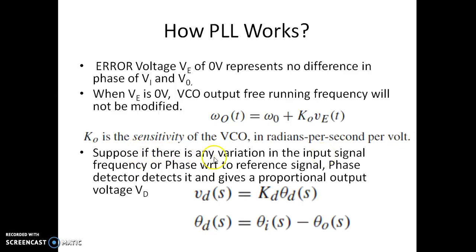Now suppose there is any variation in the input signal frequency or phase with respect to the reference signal phase. Let us assume that this VI deviates from the reference signal. Then the phase detector detects the changes in the phase and generates an output voltage proportional to this phase difference. Now you can see this VD of s is nothing but KD, which is a constant, multiplied by the difference in the phase of the input and the reference voltage. So the output of the detector is proportional to the difference in the phases.